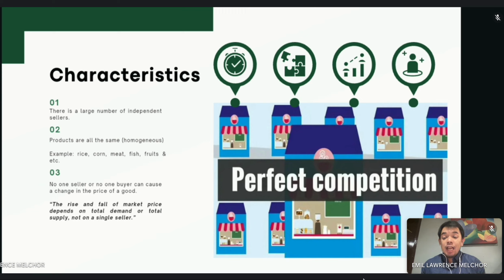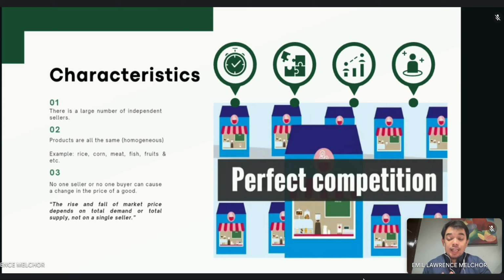Second characteristic is that products are all the same or homogeneous. So selling the same goods among rivalries. Sellers are selling rice in the rice section, selling meat in the meat section, so on and so forth. So examples are rice, corn, meat, fish, fruits, and etc.